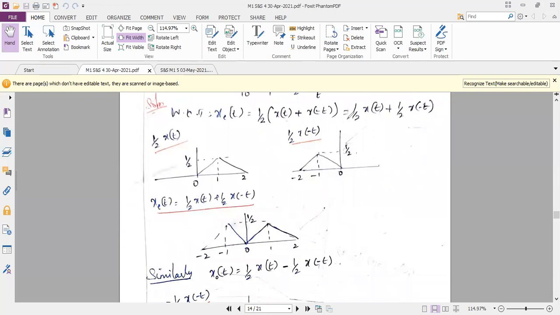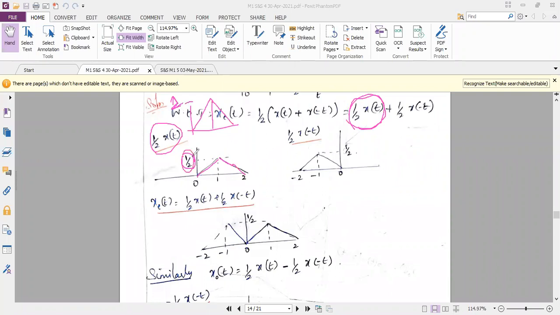My first step is to find 1 by 2 x of t. From the question, x of t was a triangular signal with amplitude 1. Now for 1 by 2 x of t, I have to scale down the amplitude by 1 by 2. You can see in the first step I have shown the smaller amplitude, 1 by 2. Earlier, from the given question, it was 1, but as per the formula for the even signal I need to determine 1 by 2 into x of t. So the amplitude of the triangular signal, 1 in the given question, is now reduced to 1 by 2. I hope you are getting this.